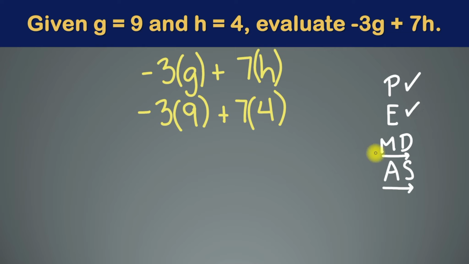Now let's move on to step number 3, which is multiply or divide from left to right, whichever comes first. Now in this expression, I see multiplication twice. But be careful, most students don't see it. Whenever you have numbers touching parentheses, that indicates multiplication. So we'll do negative 3 times positive 9, which is equal to negative 27. And here, this 7 is touching these parentheses here, which means this is going to be 7 times 4, which is equal to positive 28.